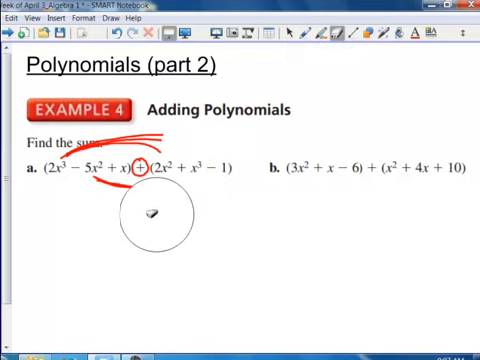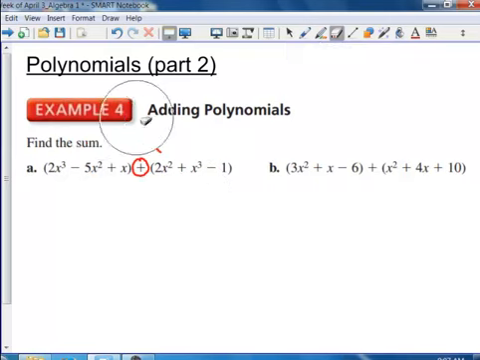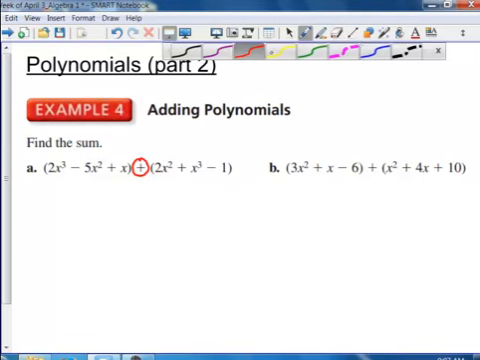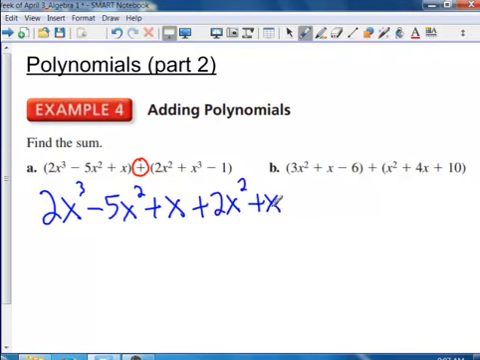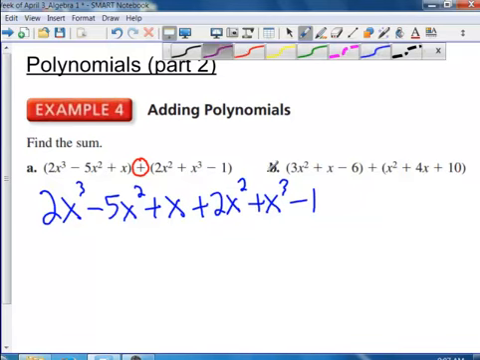So you look at that addition sign, and that means all you're doing is adding the terms. So really these parentheses are kind of unnecessary. You really just have 2x to the third minus 5x squared plus x. And then you're adding all of these things. So you're adding 2x squared, you're adding x cubed, and you're adding negative 1. So all you need to do is focus on what is similar.